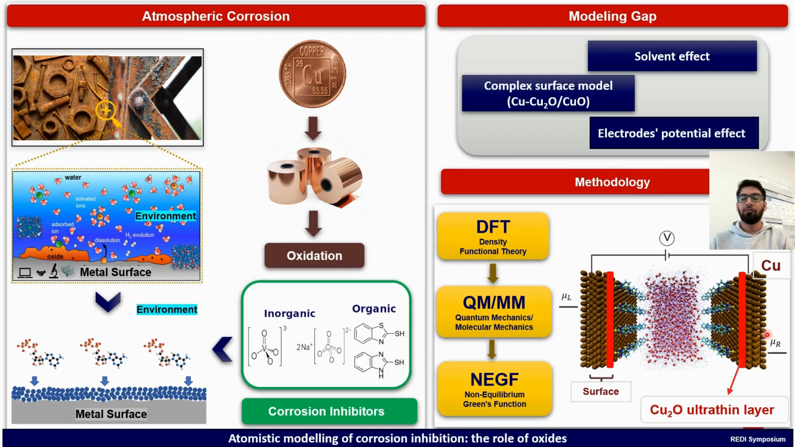These are the left and right copper electrodes at different chemical potential, connected with the copper metal covered with the cuprous oxide layer. These are the adsorbed inhibitor molecules and these are the water molecules. This complex surface model will be constructed via DFT calculation, and the solvent effect and potential effect will be studied via QM/MM and NEGF approaches. This methodology will help us to understand the adsorption mechanism in detail using the complex surface model.